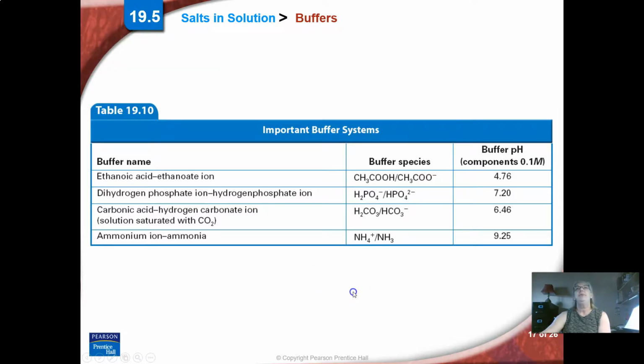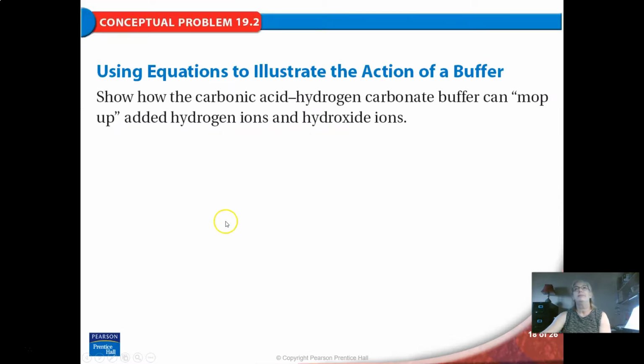So here are some different important buffer systems. This is the one in our bloodstream, because we have CO2 in our blood from our metabolism processes.